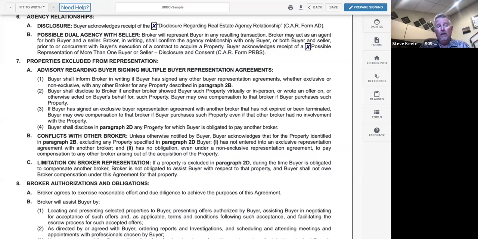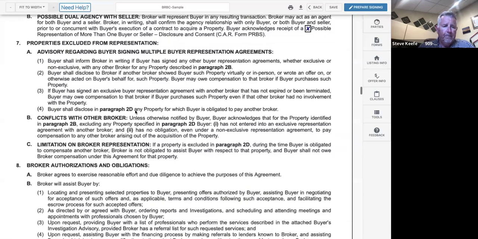Now, if they want to pay you a commission, they want to pay the other guy and pay you, that's one thing. But if they're asking you to do them a favor because they don't like that other guy, you're not forced to do so. And it reiterates that the buyer is not required to pay compensation under the agreement for that particular property. So that's what paragraph 7C is all about.